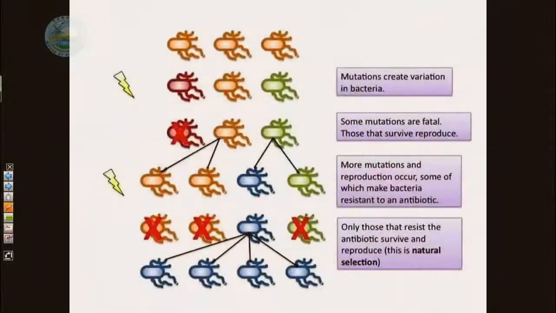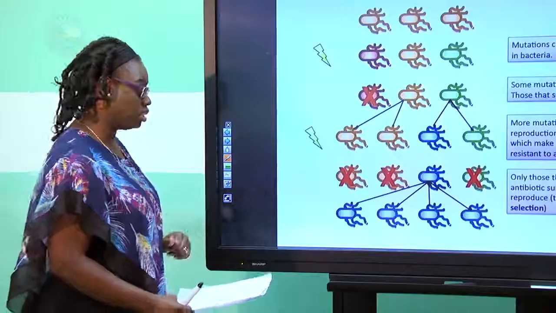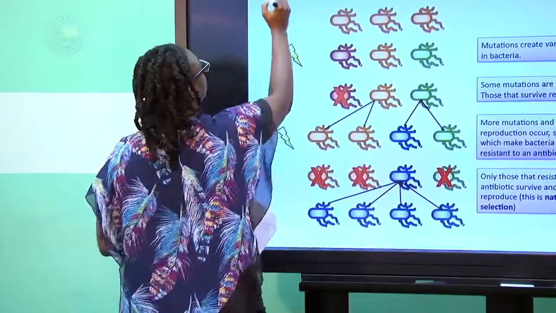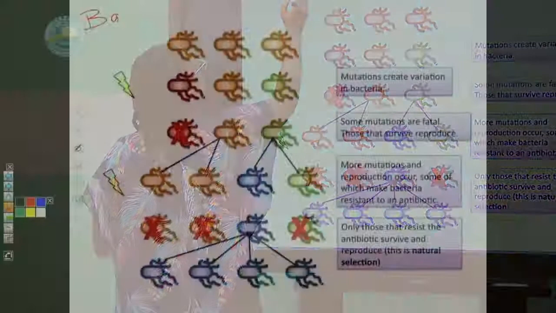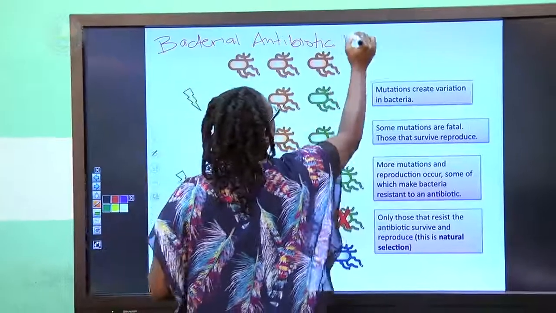And here we have another example of natural selection that has the medical field in great concern, and we call this bacterial antibiotic resistance.